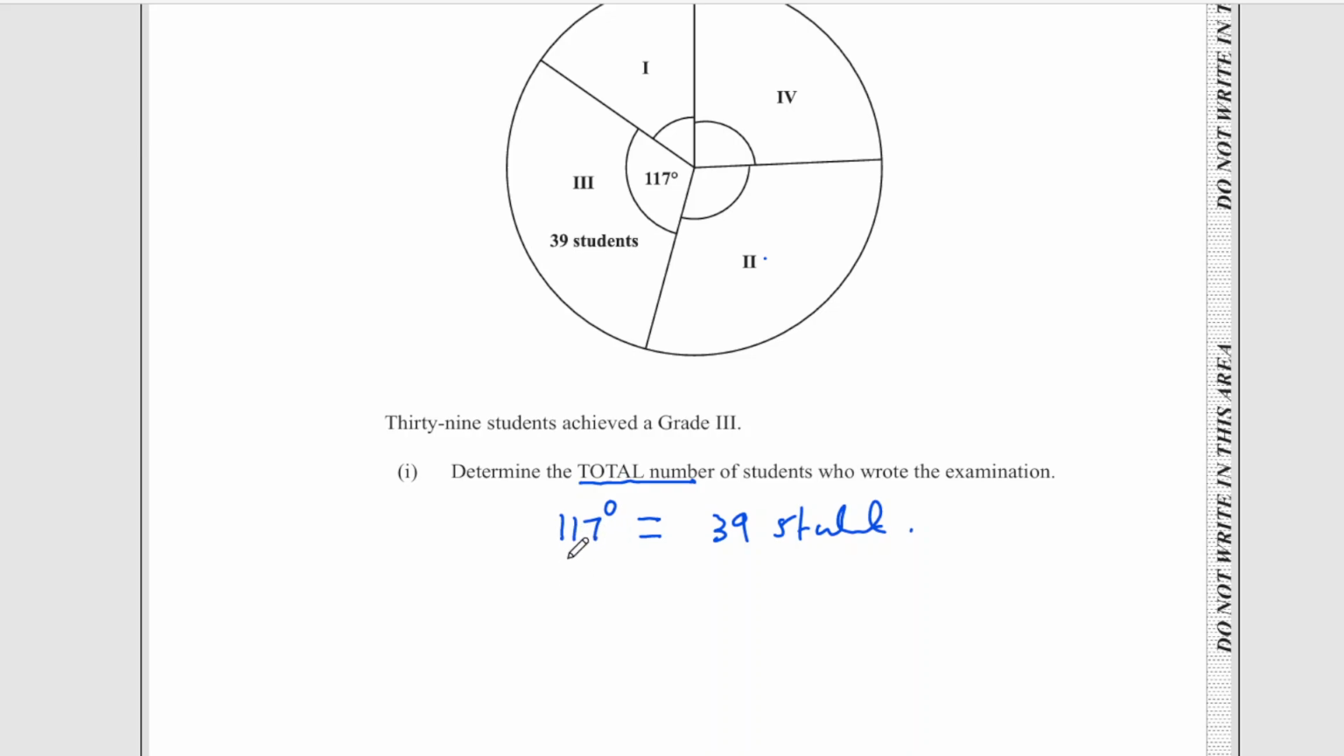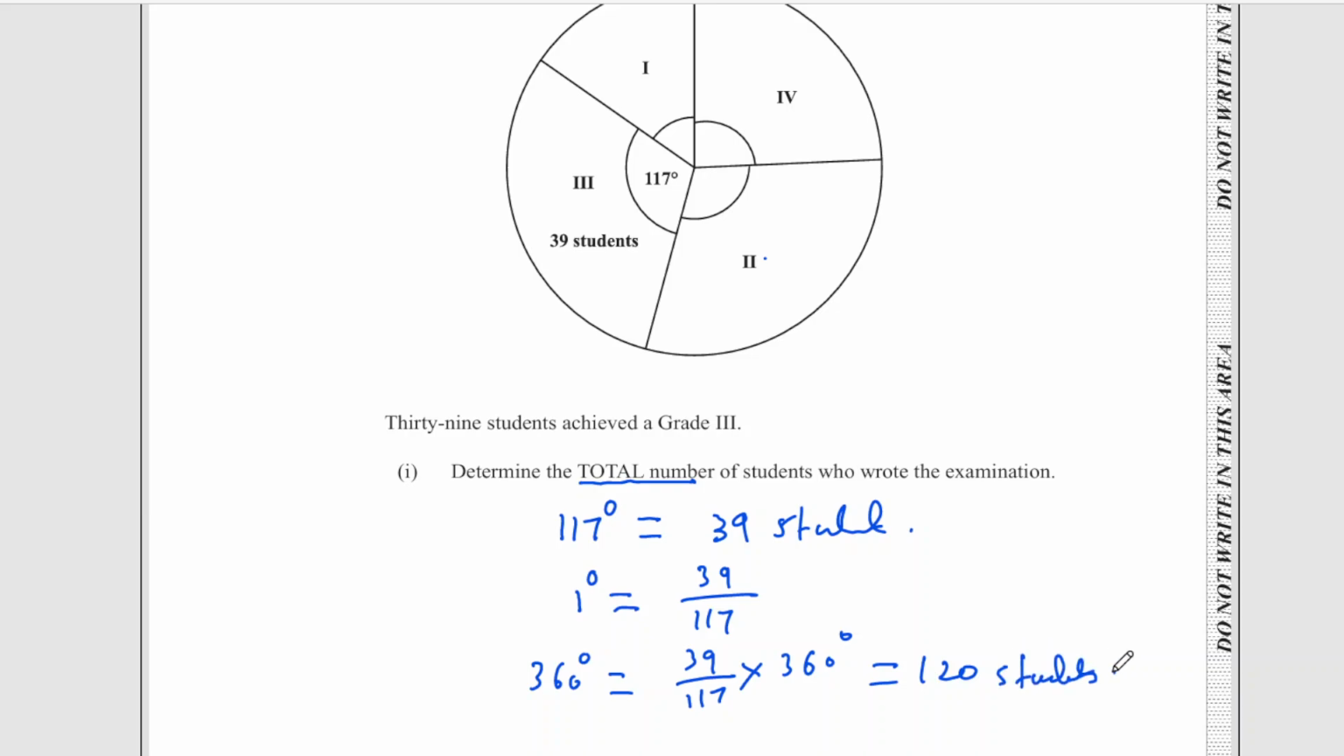So how we will do this is, we will find for 1 degree first. 1 degree will be 39 over 117. And then we will find for 360 degrees, which is the total. So it will be 39 over 117 multiplied by 360. Right, and that will give me 120 students. Right, so the total number of students is 120.